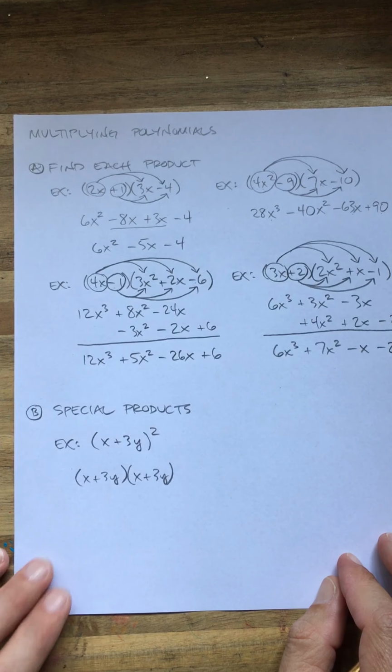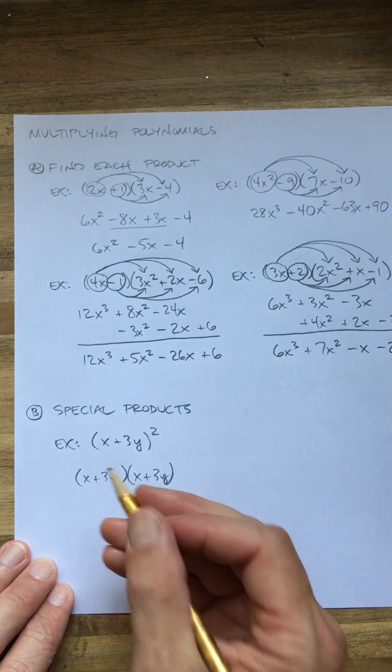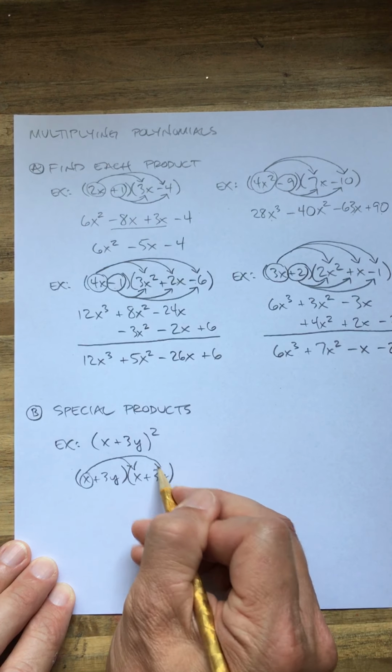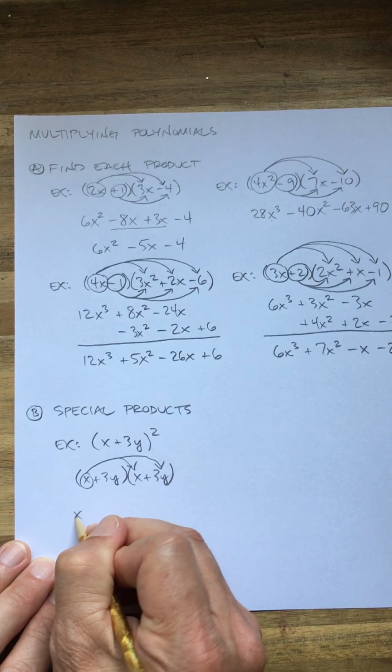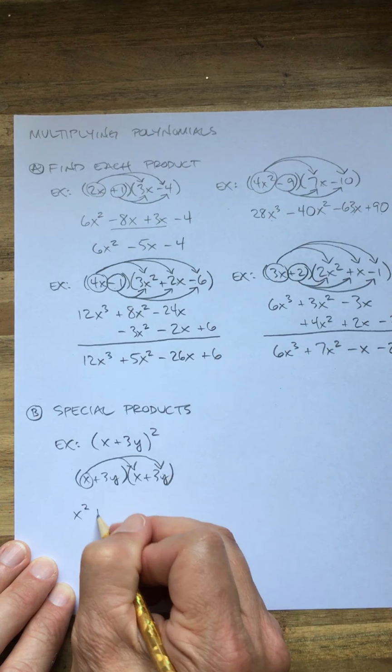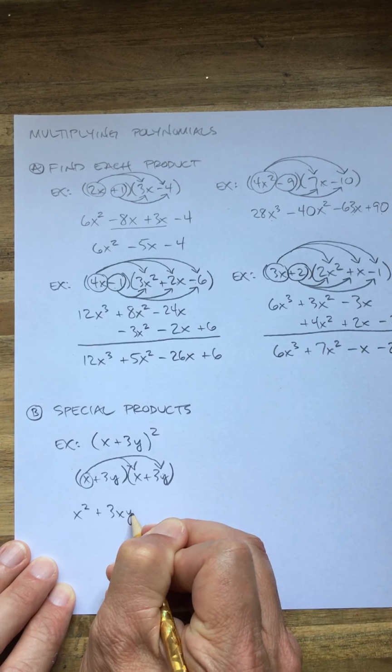You have to write it twice. Okay, and now you have the x times the x and then times the plus 3y. So x times x is x squared. X times 3y is positive 3xy.